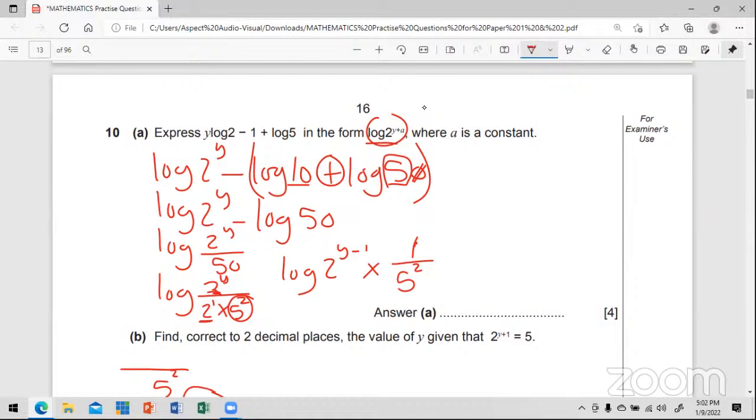Doesn't it come? Which one is this? This one. No, it's the same thing. This is the same thing as multiplying this by what? By 5 to negative what? Negative 2.